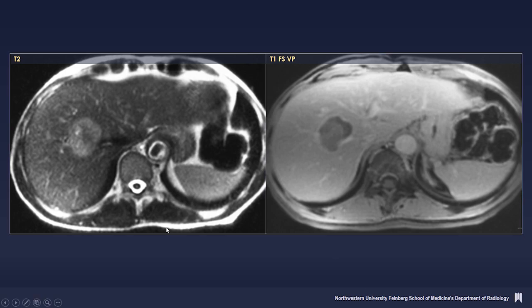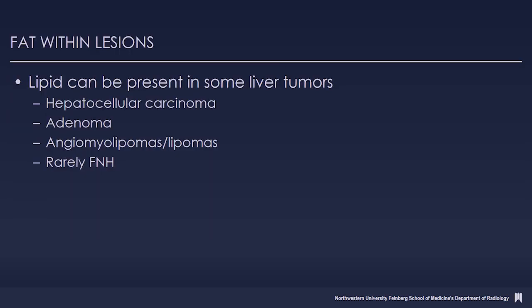On T2, it's a little bright, but certainly more similar to spleen. It's not CSF bright, or it's not very bright relative to that you might expect in a hemangioma. And just as important, or more importantly, you don't see that peripheral nodular enhancement. And again, the presence of fat is not typically seen in hemangiomas. So fat is your friend.